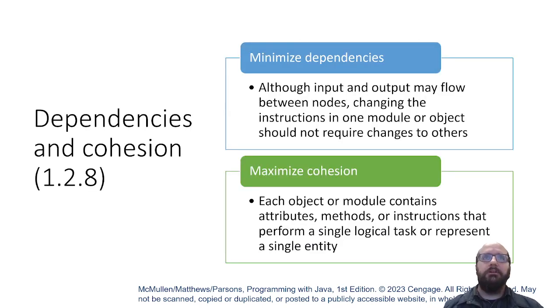When you're working with object orientation, the goal is to minimize dependencies. We want to make sure that if we change one thing, it doesn't impact objects around the program. And you want to maximize cohesion, and that's simply that each object contains attributes that perform a single logical task, that does a single thing in your program.